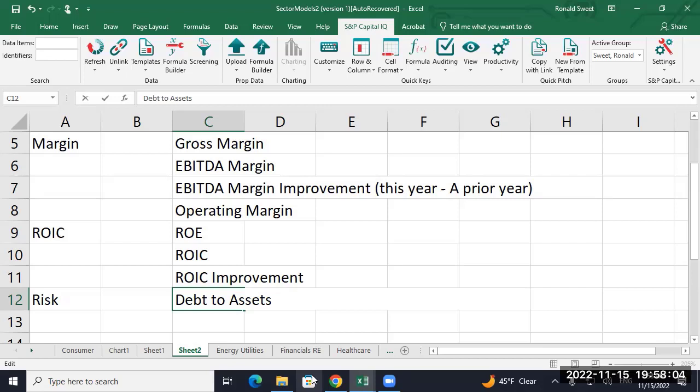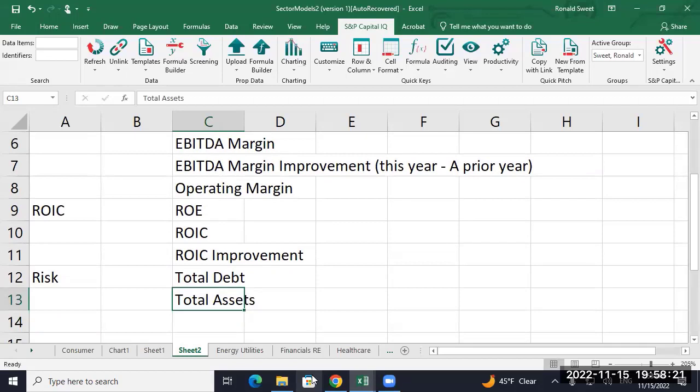Now, CapIQ might not have debt to assets, so you may have to bring in total debt and bring in assets. I do believe CapIQ has total debt. I do think they have that. If they don't, then you have to bring in short-term and long-term debts separately. So I think I remember seeing them having a total debt line, but you have to just look and see what's available.